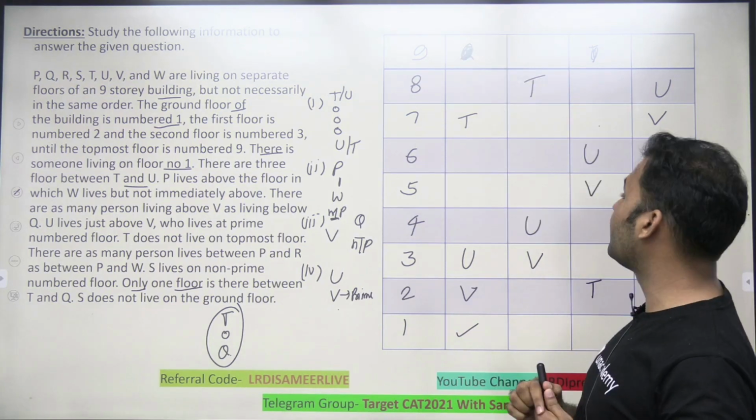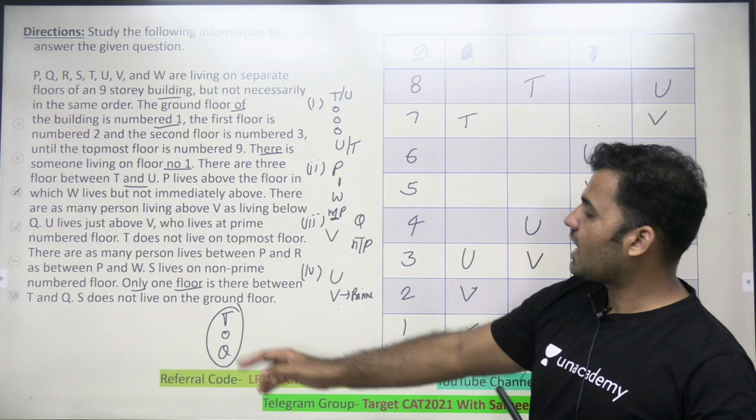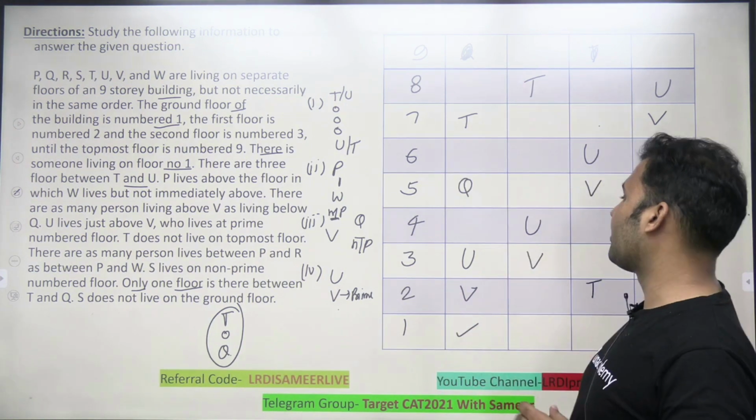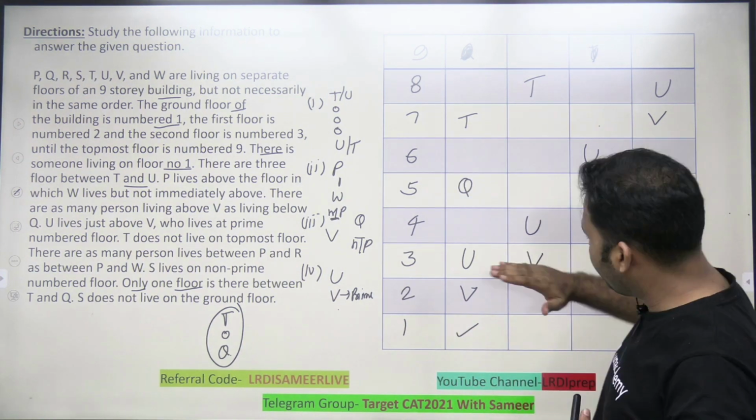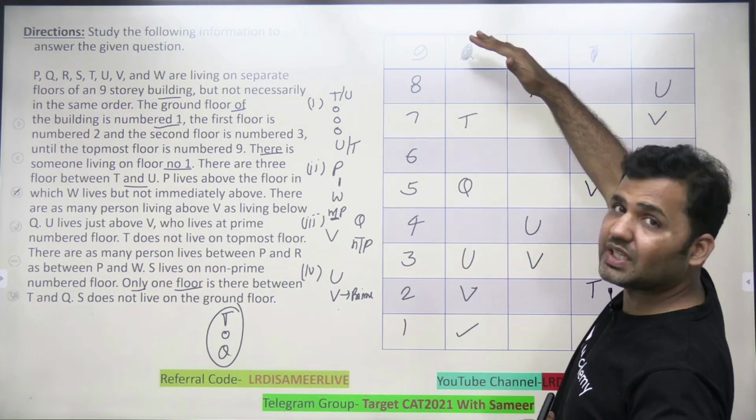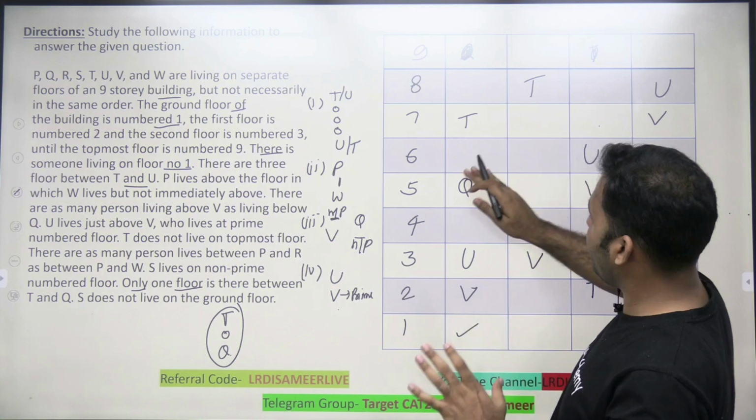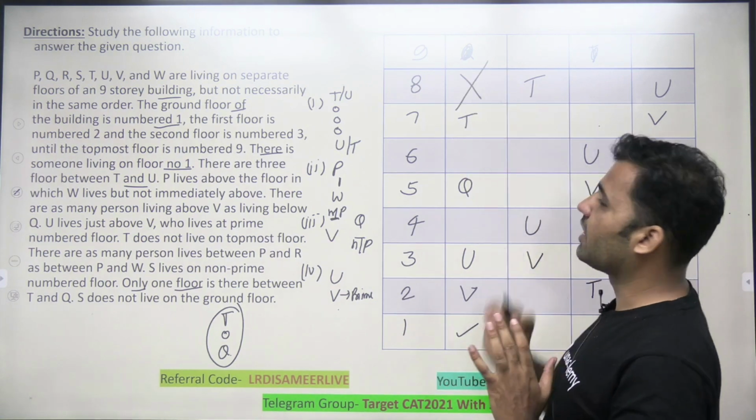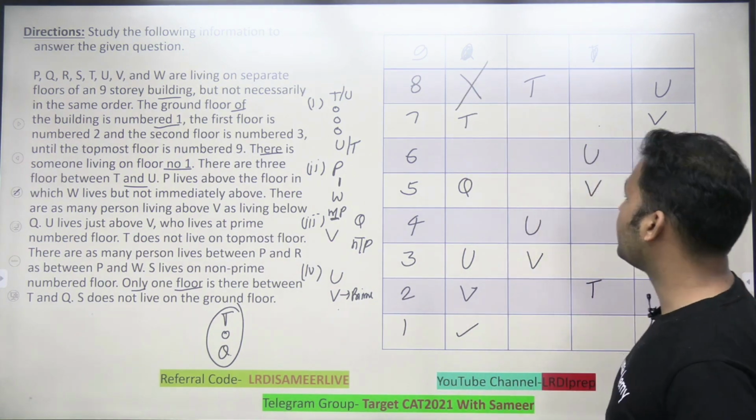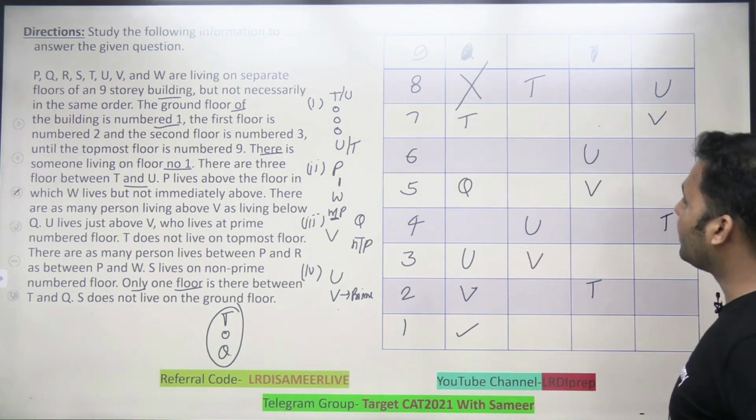So Q cannot come over here. If Q cannot come over here, then to maintain a gap of 1 floor between T and Q, Q will be coming over here. Now, the number of people above V is 6, as you can see, and below Q cannot be 6. So no case is possible in this particular case. First case is eliminated. You don't have to try the first case now.